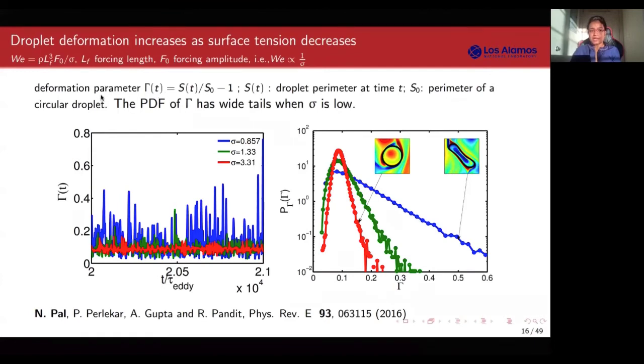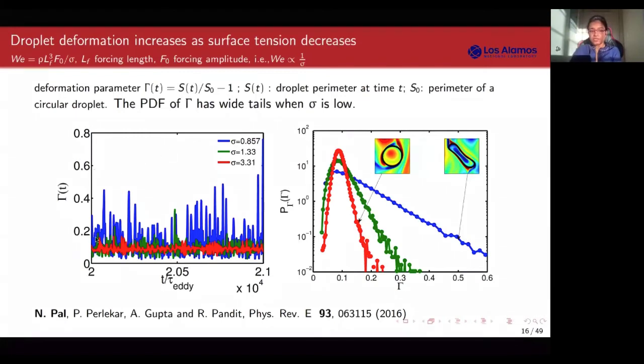To do that, I define a deformation parameter known as gamma, which is the ratio of the perimeter of the deformed droplet to the perimeter of a perfectly circular droplet, minus 1. We subtract 1 because the perimeter of a perfectly circular droplet is always the smallest. So this quantity is always greater than 1.